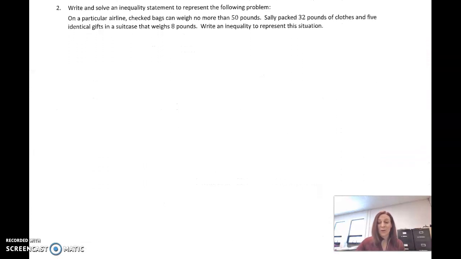Write and solve an inequality. It's going to be really important, guys, that you write the inequality first to represent the following problem. On a particular airline, checked bags can weigh no more than 50 pounds, all right? So again, this right here is my total.